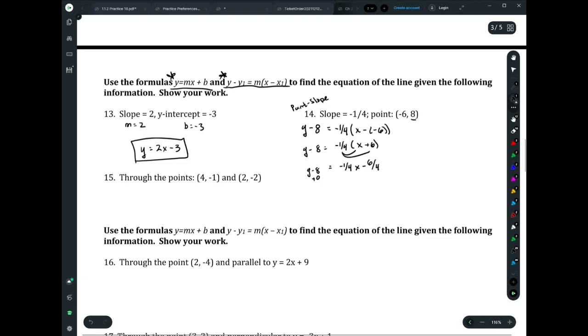And then we can add 8 to each side. And it's going with the other constant, so not the x. And another time you can use your calculator. So we have negative 6/4, and we are adding 8, which is 6.5. If we make that a fraction, it's 13 halves. So the equation is y equals negative 1/4 x plus 13/2.